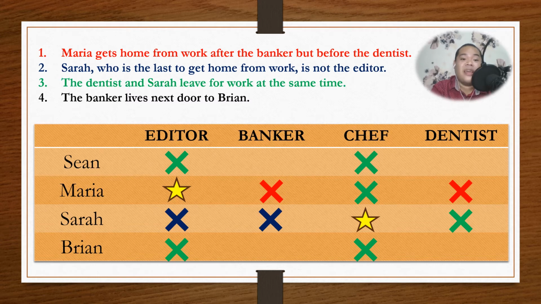Next clue: the banker lives next door to Brian. Therefore, Brian is not the banker. Therefore, Brian is the dentist. And Cian is the banker.